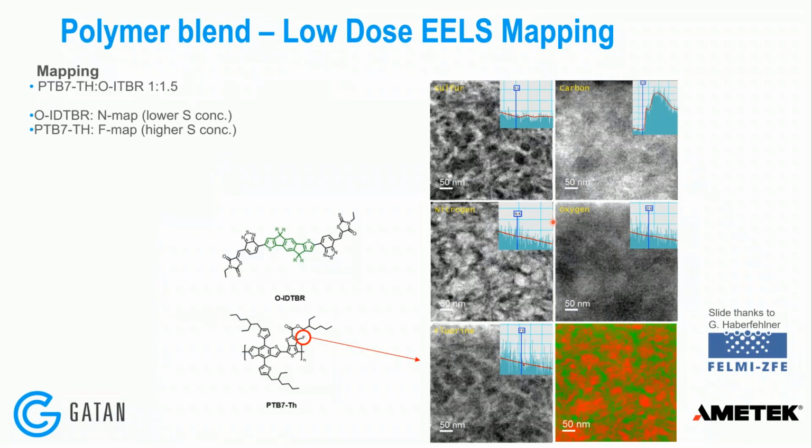So in summary, here's the maps. We were able to do successful phase mapping in this beam sensitive polymer sample by using counting EELS. Right down at the bottom, we have this color mix, and you can pull out the phase information, which is super cool. So what next?